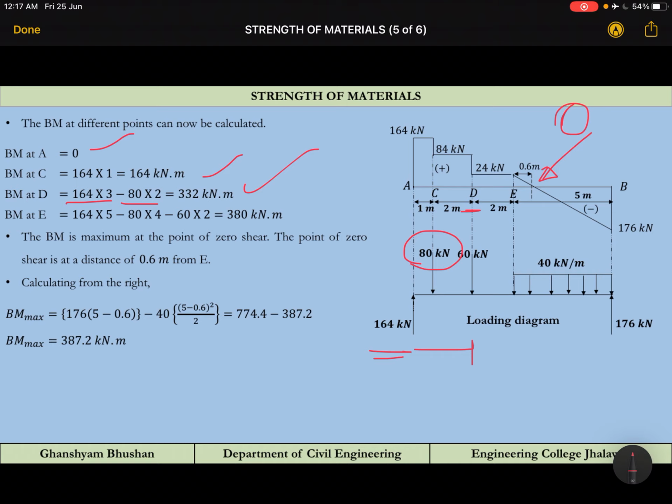At point E, again we have 164 kilonewton sagging, 164 into 5 sagging, minus 80 into 4 minus 60 into 2, which give the hogging bending moment. So finally we have 380 kilonewton meter. Now the bending moment is maximum at the point of zero shear. The point of zero shear is at a distance of 0.6 meter from E. So I am calculating from the right.